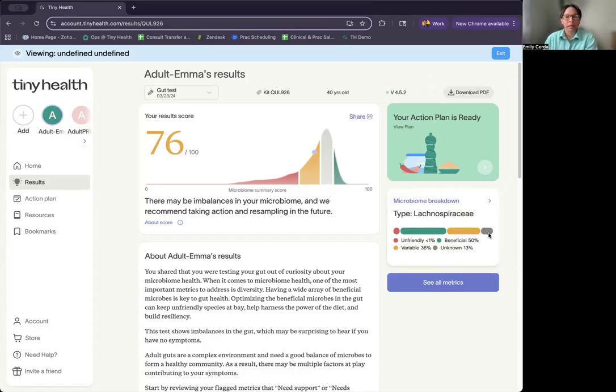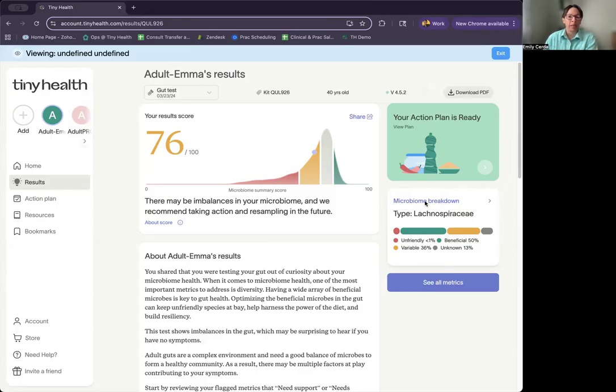And then unknown here is 13%. And unknown species are in our database. I will show you some of them. Some of them only have gene names. They don't even have bacterial names yet. And science doesn't really know how to categorize these or the functions of them quite yet. So we'll click in here.